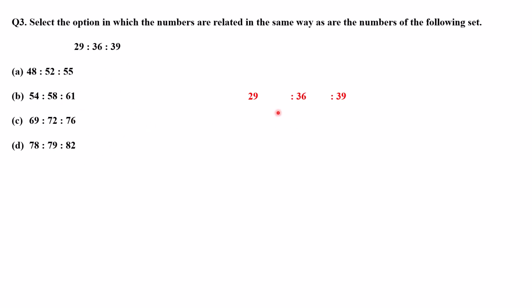So here the numbers are 29, 36 and 39. So let's find the difference between the neighboring numbers. So 29 and 36, if you subtract, you will get 7. 29 plus 7 is 36, and here 36 plus 3 is 39. Now how are these numbers related? Let's first find out that. So here the difference is 7, and 9 minus 2 also gives 7. Okay.